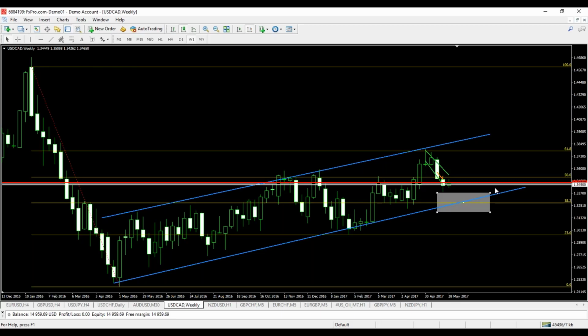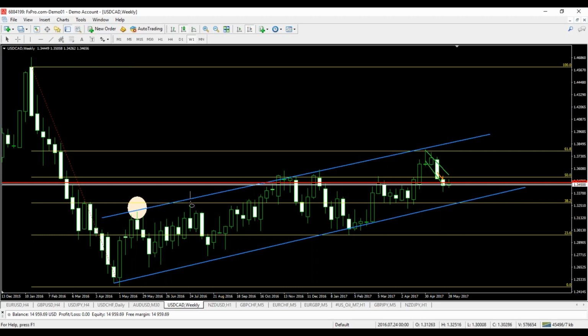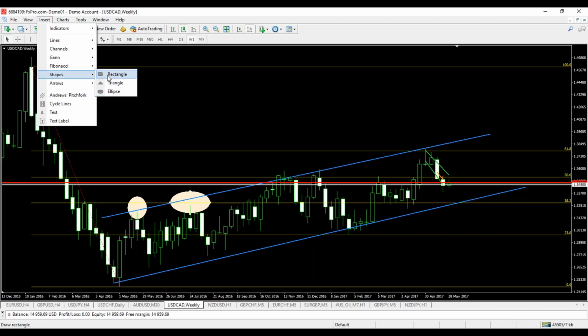I cannot guarantee you that the price is going to do this, but from what I see in the past on the American dollar, Canadian dollar chart, the weekly chart, I see that the price tends to conform to Fibonacci levels very strongly. Like over here, I'm building the circles for you now. Over here. Then we have another one over here. Then we have another one over here.